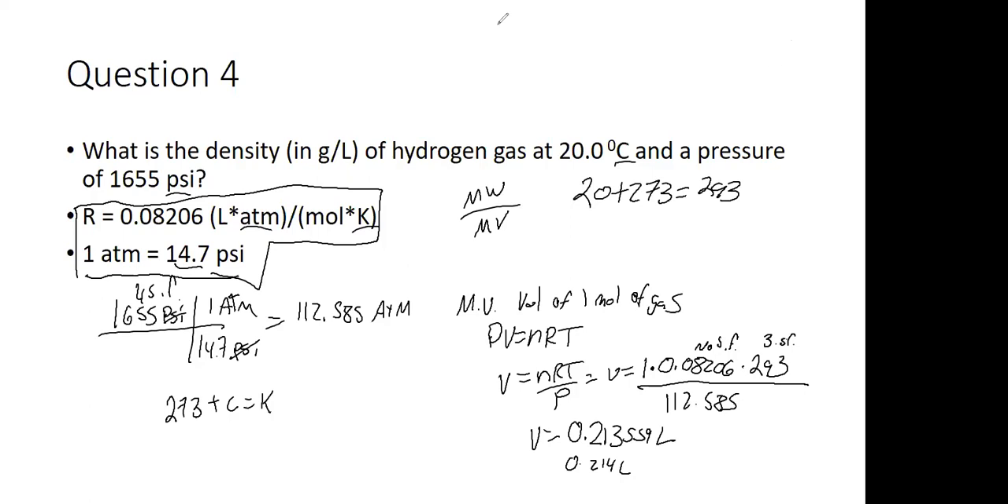So now we can just go on to solve it, because molecular weight of hydrogen, you just look that up on the periodic table. Molecular weight of hydrogen is 1.008 grams per mole. Molar volume is 0.214 liters per mole. Moles cancel out, you're left with grams per liter, which is 4.72. So under these conditions, for every liter of hydrogen gas you have, that's 4.72 grams of hydrogen gas.